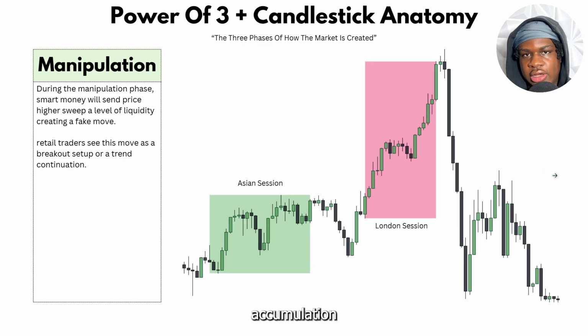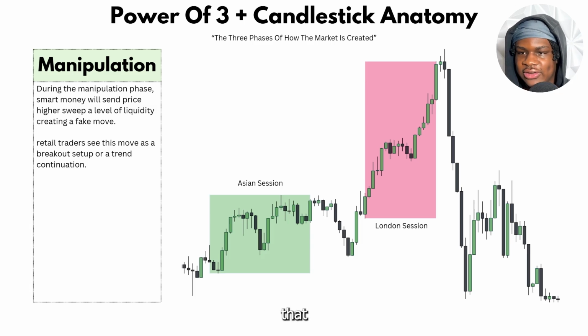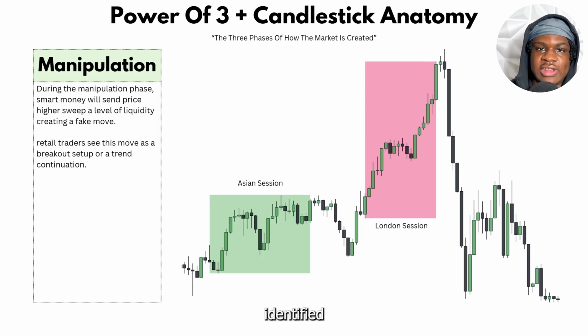So after we have that accumulation phase, we then go into the manipulation phase, and smart money will send price higher and higher to tap into or sweep a level of liquidity or higher time frame point of interest, creating a fake move. Most retail traders will see this push higher as a trend continuation. We understand the retail logic, right? The trend is your friend. You see price going higher, you chase it higher, right? That's the most retail logic that everyone tells you. But what they don't understand, that as a smart money trader, right, we understand that price is simply just coming higher to seek a level of liquidity. This is then identified as our manipulation phase, creating that fake move.